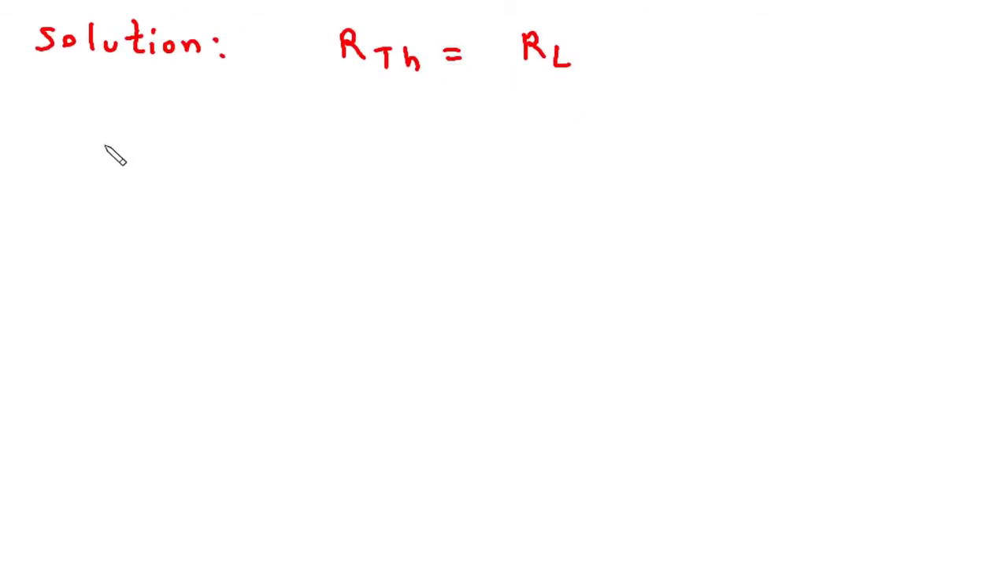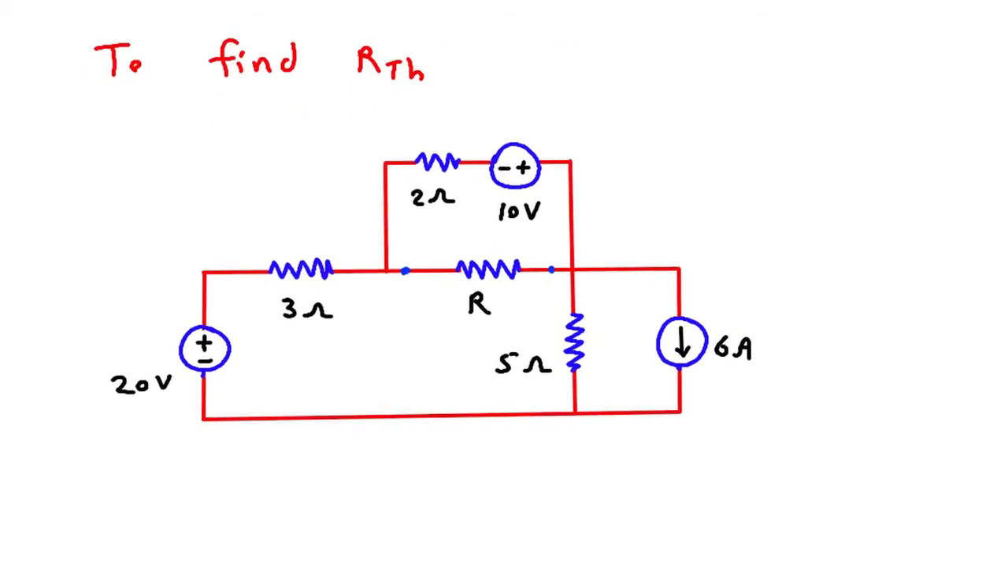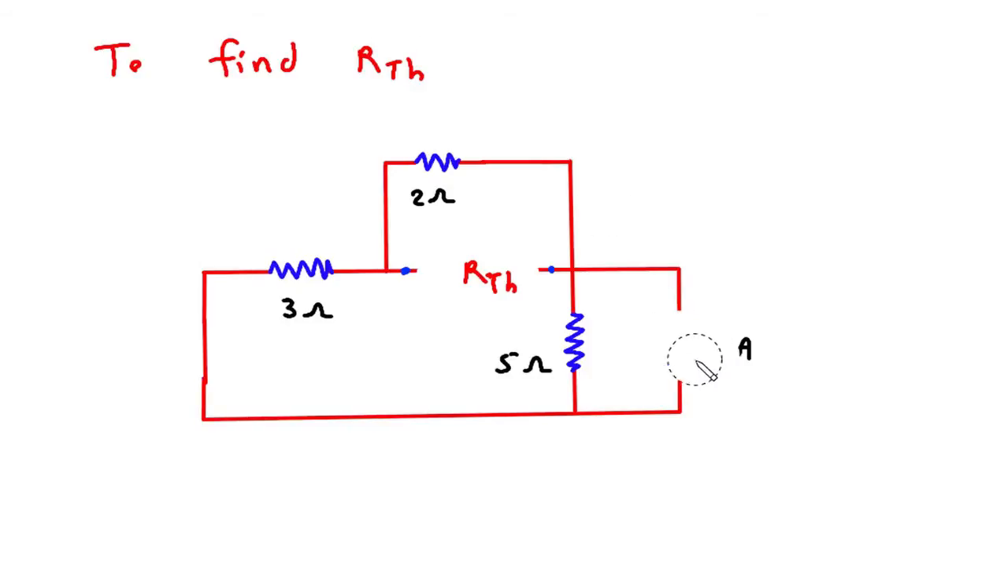So we have to find RTH. To find RTH, we will turn off all the independent sources. This will be RTH. If we turn off the voltage source, this will be short circuited. This is also a voltage source, so this will be short circuited. This is a current source, this will be open circuited.